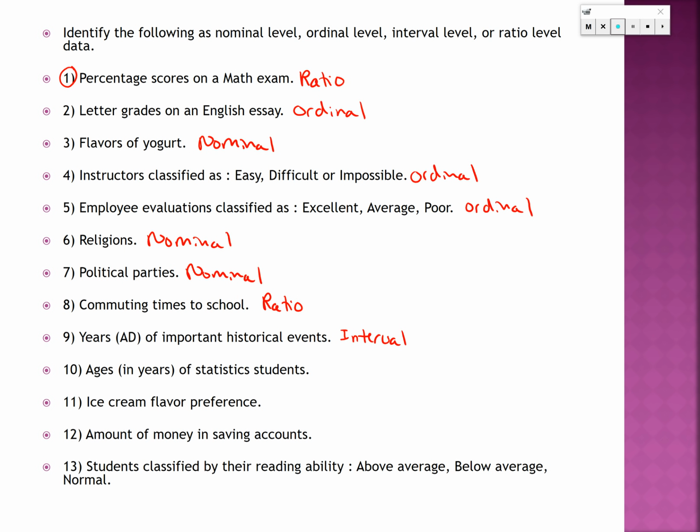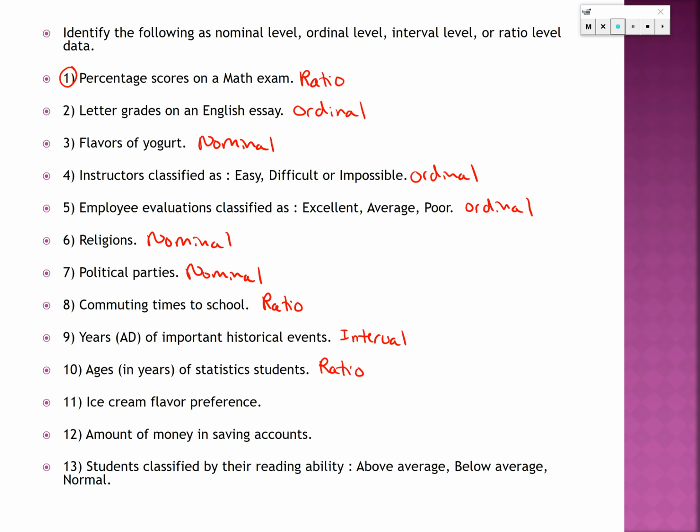Ages and years of statistics students. If you are 0 years, you do not exist. You might be thinking, Miss Golly, what about a little baby? Maybe it's 6 months old. Well, then you would be 0.5. You would be half of a year, not 0. So this would be ratio. 0 means 0.